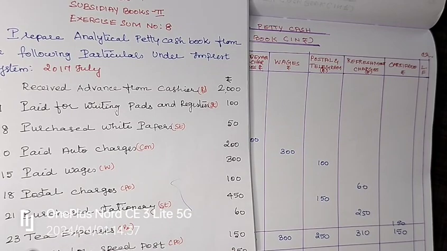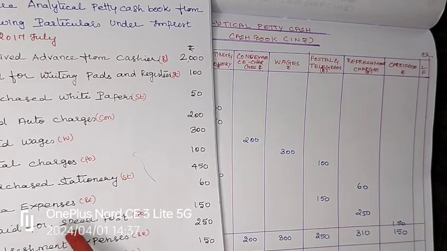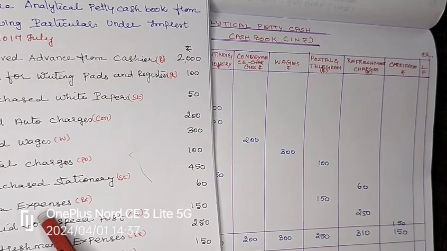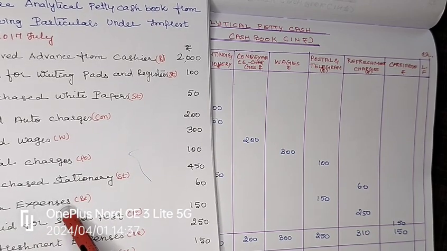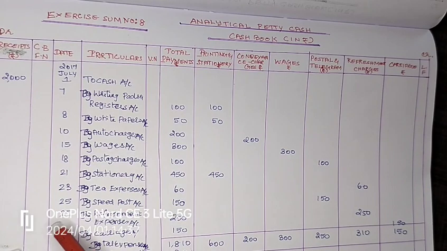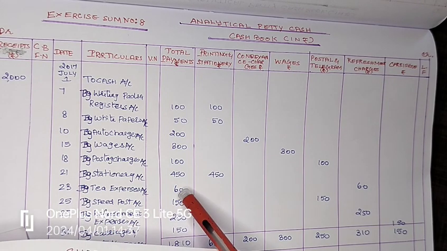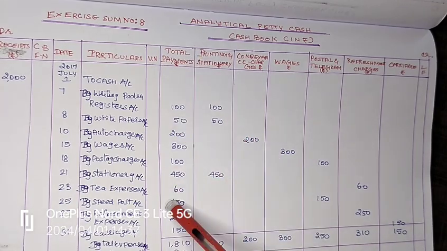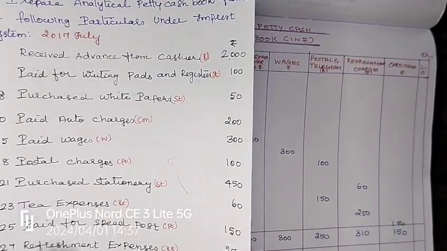And dated on 23, tea expenses 60 rupees. Tea expenses means what? Refreshment column. We enter this expense into the refreshment column, and also into the total payment column. Dated on 23, by tea expenses account 60 rupees we entered in the total payment column, and 60 rupees we entered in the refreshment charges column.